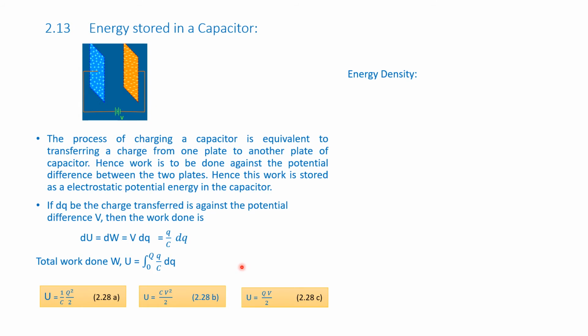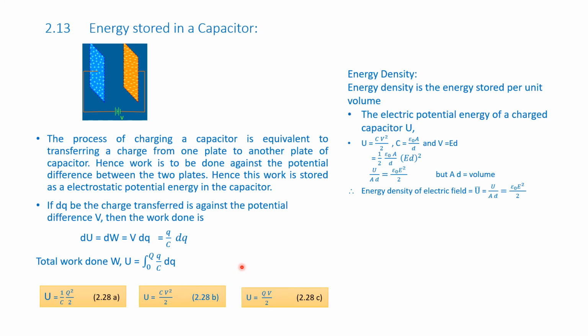Now let us study about energy density. Energy density is the energy stored per unit volume. That is, this energy stored, if we divide by the volume of the capacitor, we will get energy density. We know electric potential energy of a charged capacitor is given by CV square by 2. That is, we are using this equation here. U is equal to CV square by 2.